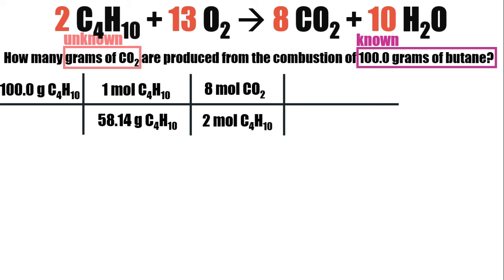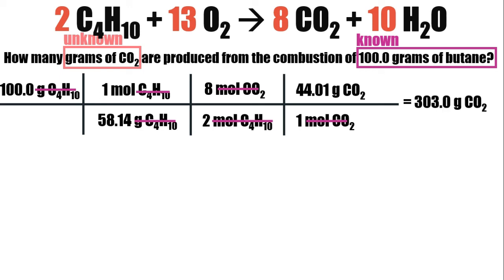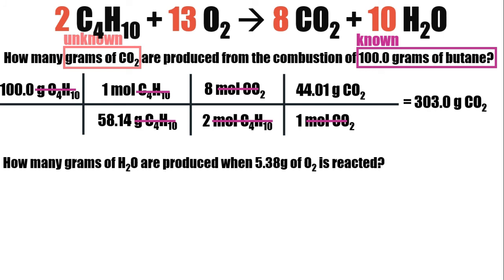dioxide. Then, to get the grams or the mass of carbon dioxide, we have to make use of the molar mass. But this time, the grams is in the top and the moles in the bottom so that the moles will cancel. Canceling all the units, we will have the grams of carbon dioxide. The final answer will be 303.0 grams carbon dioxide. Okay, next, how many grams of water are produced when 5.38 grams of oxygen is reacted?